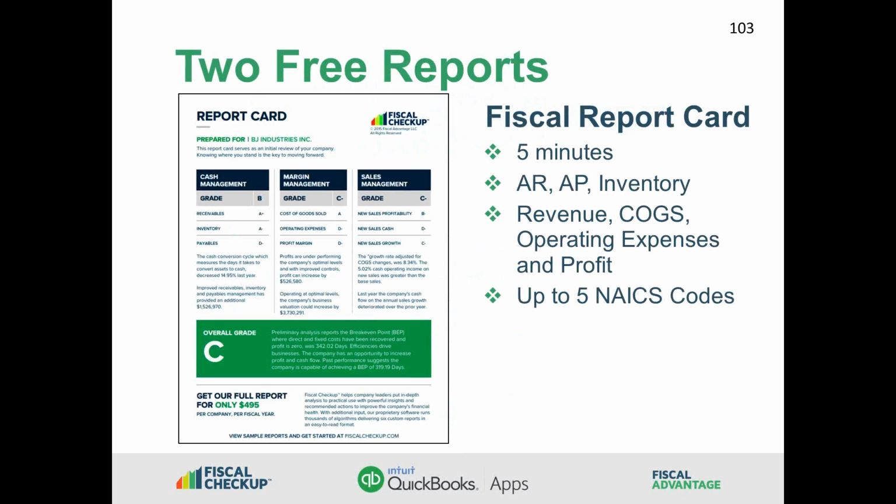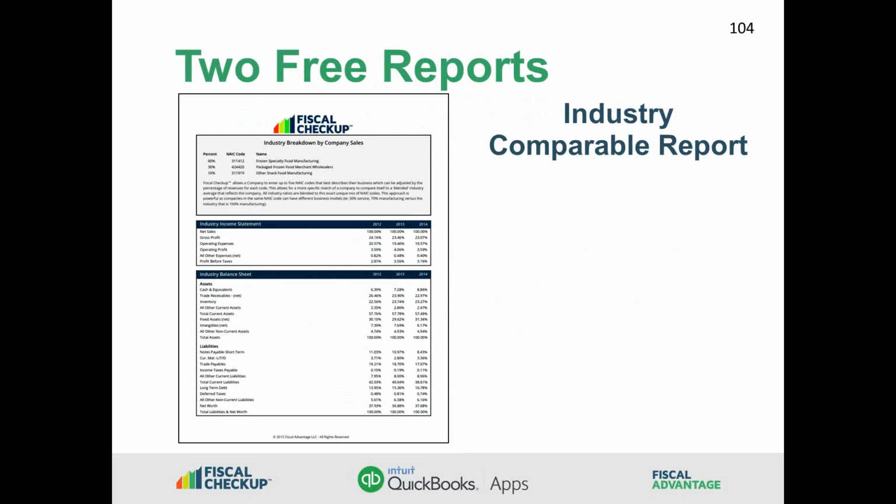And it really gives you a sampling and a picture of what the full report, if they bought it, would be worth. We also provide, at no cost, industry comparables, if you're looking for them. Well, we actually have a different approach to industry comparables. We allow businesses to choose up to 5 industry codes along with the percentage of revenue from each code, so we can create a custom hybrid industry comparable that matches or mirrors the company being analyzed.